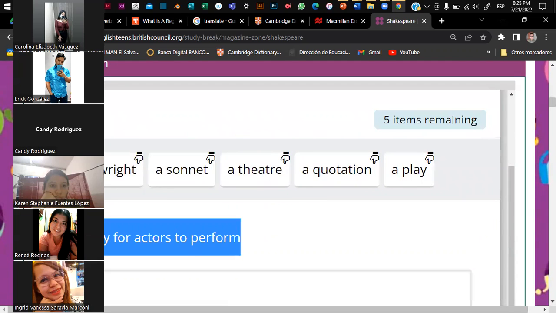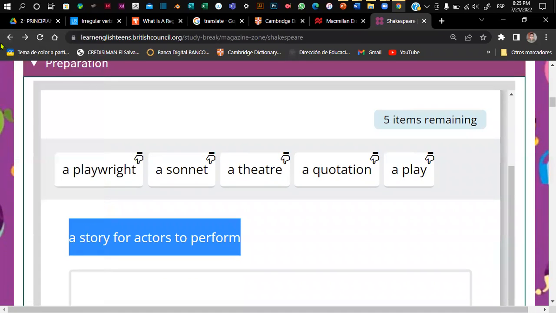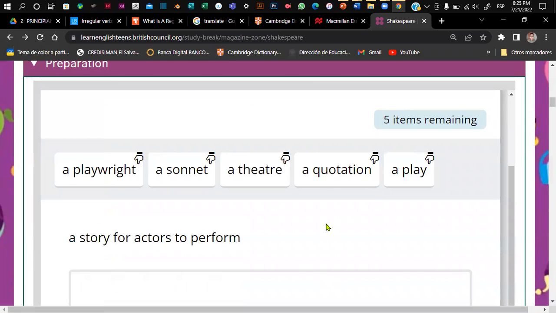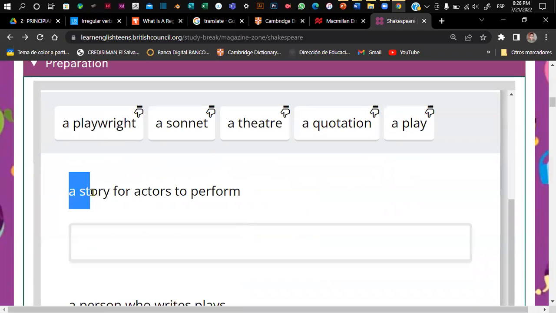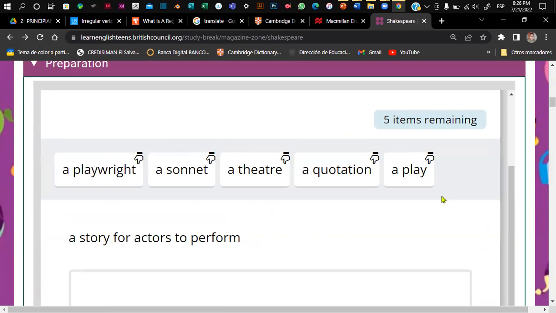Ingrid, Vanessa, hello, hello, welcome to class. Hello. Hello. Help me with the first definition. This is the first definition. A story for actors to perform. A story. Okay, nice. Thank you. A story for actors to perform. What is the correct word for the definition?